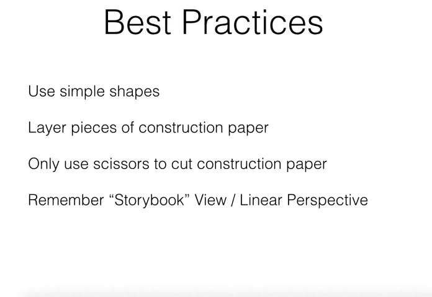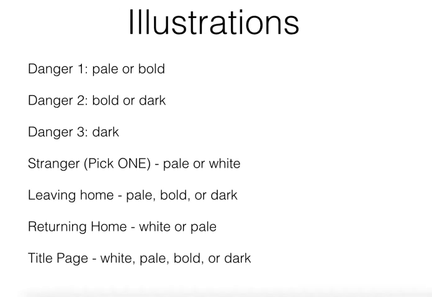Now, remember to only use scissors to cut the construction paper. We talked about this earlier. Again, you cannot use any pens, pencils, or any other writing implements. Only scissors. Now, another thing, remember the storybook view. You're not looking down on the image like if you were on some type of online map service. You're looking at it in the storybook view. So you're going to end up using what is known as linear perspective, which we'll go over here in a few moments.